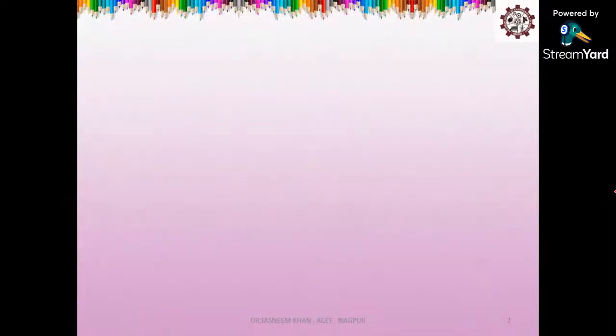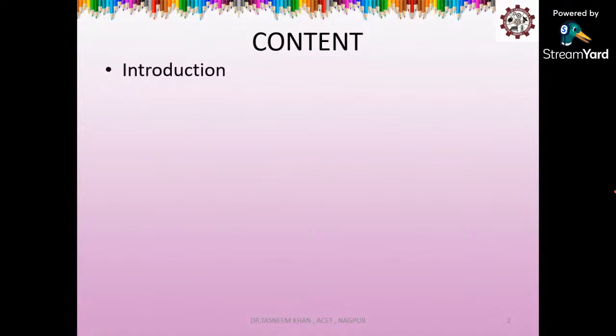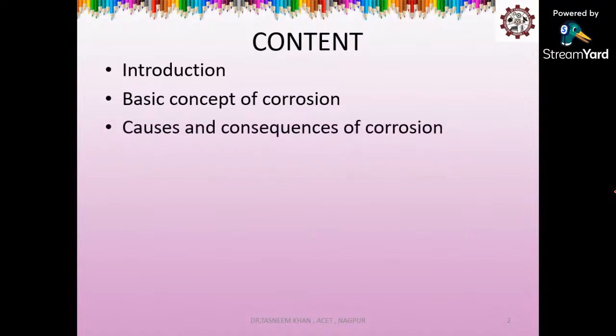And because we cannot eliminate the process of corrosion. So in the first few units, I'll be talking about the basic chemistry of corrosion. In the first 2 3 lectures, we'll be talking about the basic concept of corrosion. So let's see what is there in the content of the whole unit. The introductory part, it is there. Then the basic concept of corrosion, which is very important.